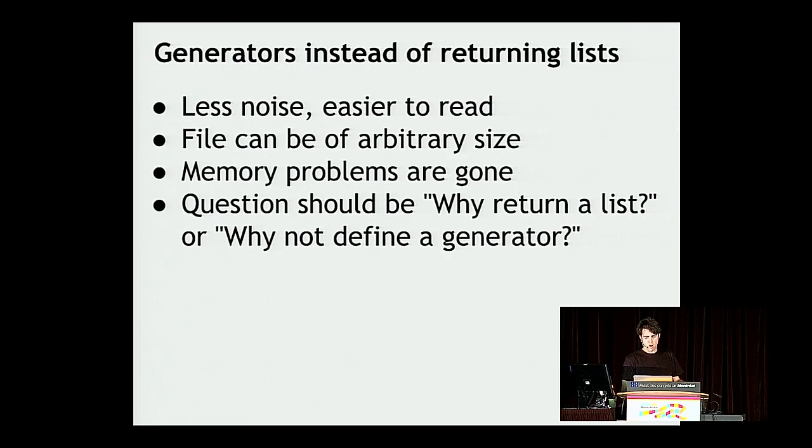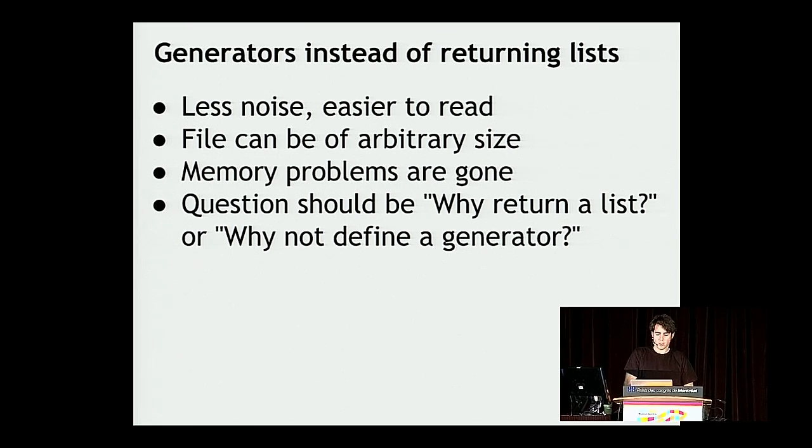But the benefits are there's less noise. There's no out equals or return out or parenthesis. The file can now be of any size. All of the memory problems that we had are gone. And again, the question should be, when you're writing a function, why are you returning a list? Why are you not defining a generator? You should just always be defining a generator, unless you have some really good reason.